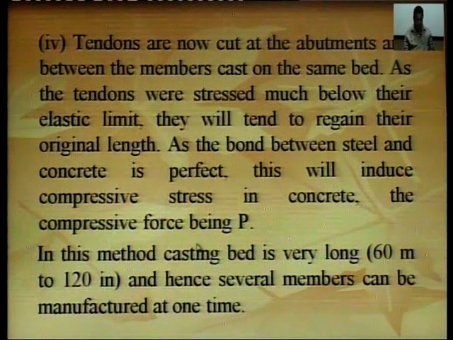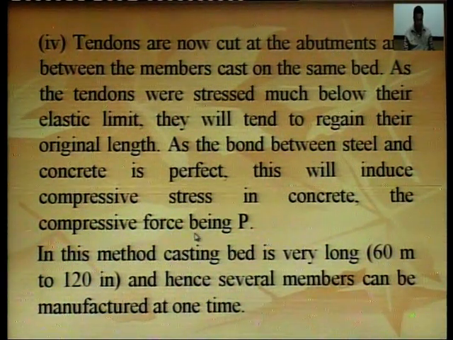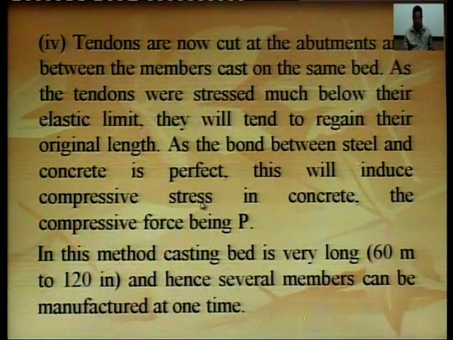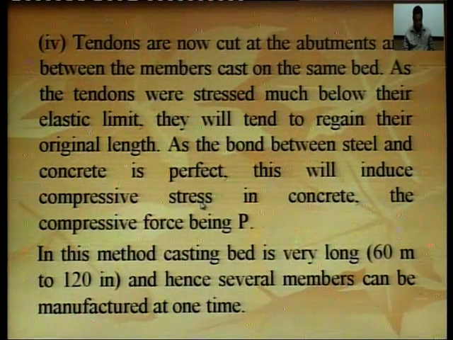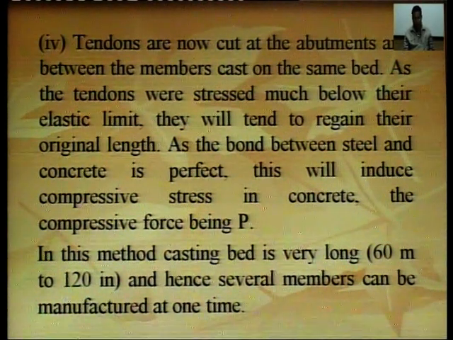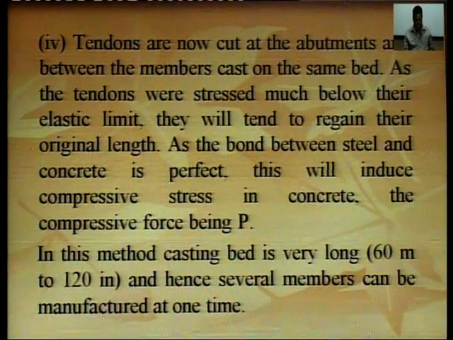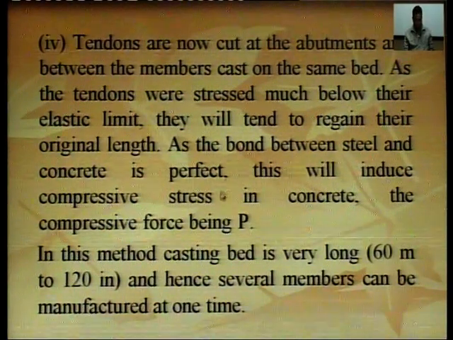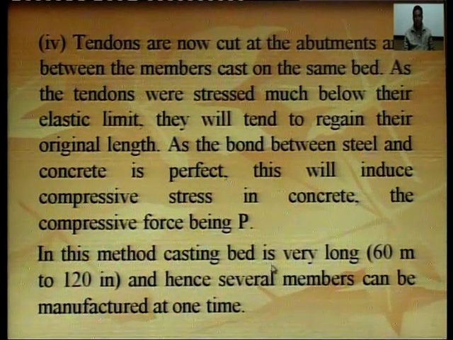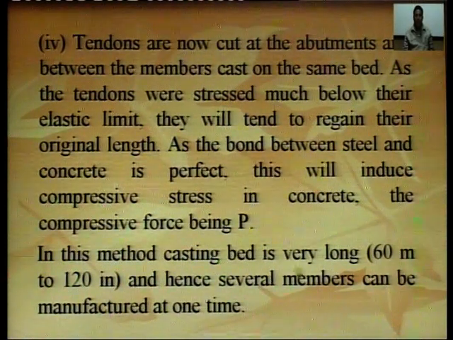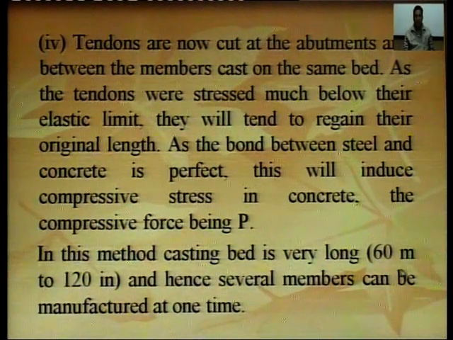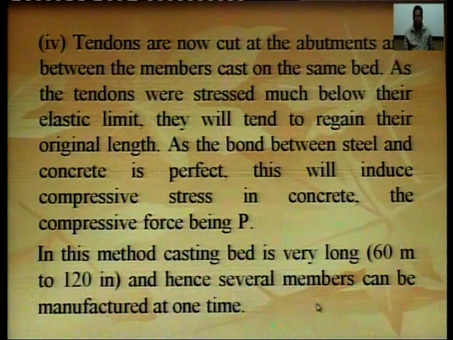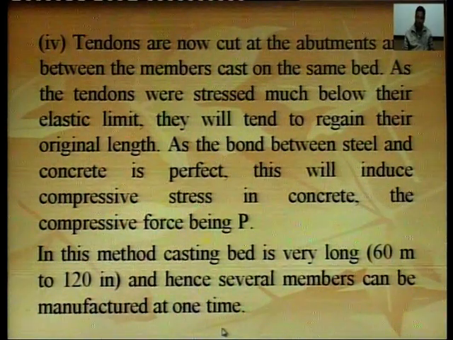When concrete is hardened, the tendon is cut at the abutment, and the tendon bars tend to regain their original position. By this, compressive stress is induced in the concrete member because the bond between steel and concrete is perfect. In this method, the casting bed is very long, about 60 to 120 meters long, and hence several members can be manufactured at a time.